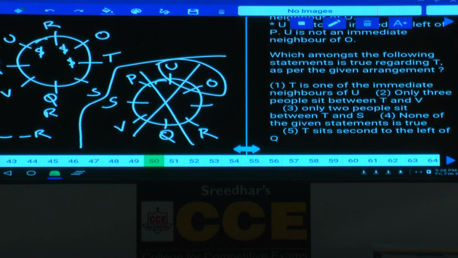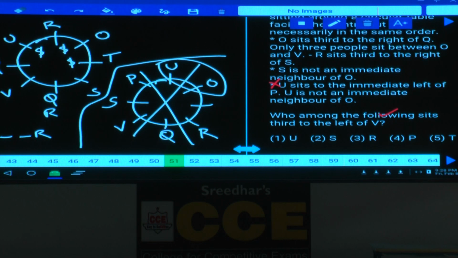Then question number 50. Which among the following statements is true regarding T as per the given arrangement? T is one of the immediate neighbors of U, that is false. Only 3 people between T and V, that is also false. 2 people between T and S, that is also false. T sits second to the left of Q, that is also false, because T is seated second to the right hand side of Q. Then what is your answer here? None of the given statements is true, that is choice 4. Question number 50, choice 4.